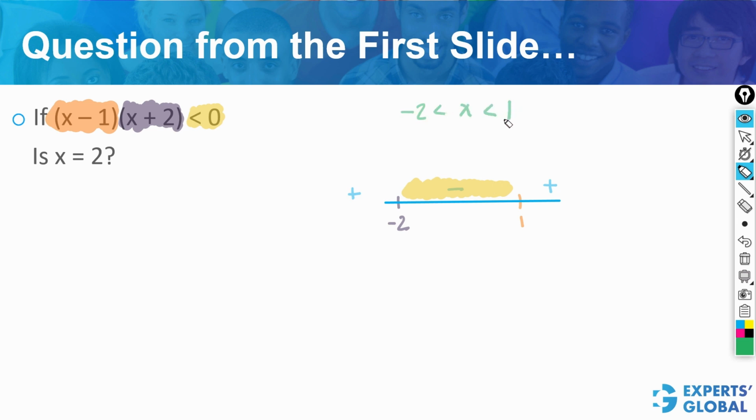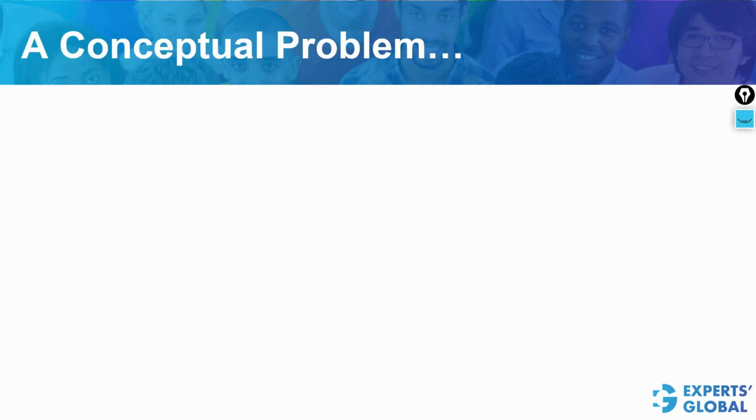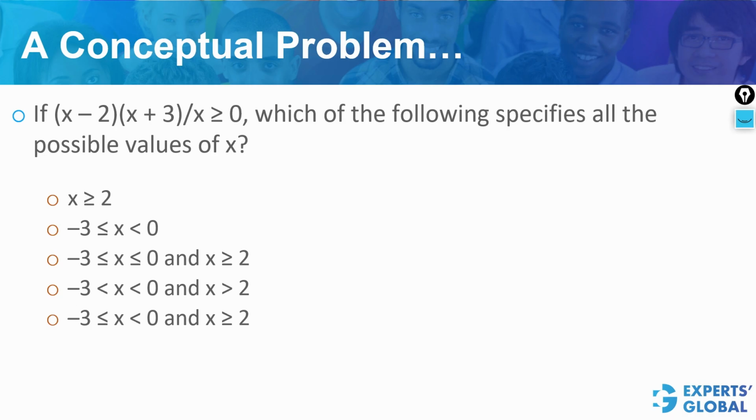Now the question is whether x can be 2. And we know that x is between -2 and +1. So the answer is no, x cannot be 2. Please pause the video and solve this problem.